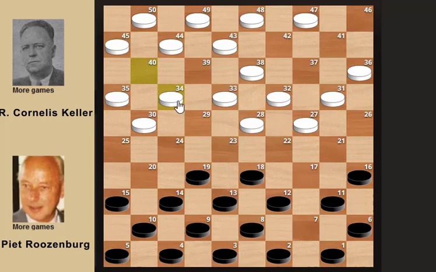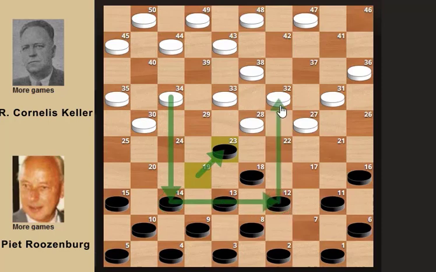And then Keller moved his piece from 40 to 34. So to 40-34, Roozenburg replied by playing 19-23. So 19-23, if you draw the square from the 34 position, we see that we can also move to the center of the square. So by playing 19 to 23, we'll take the position at the center of the square.